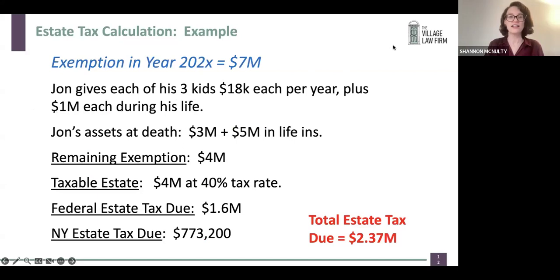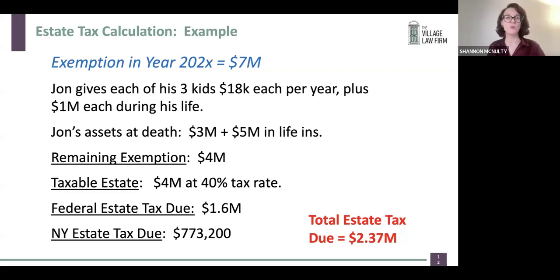Okay, here's another example, and it also kind of lays out a little bit how the gifting rules work. So in this example, John gives each of his 3 kids $18,000 per year, plus $1 million each during his life. That $18,000 per year has no effect on his estate tax exemption. So he can actually gift out a lot of money that way, and it's not going to have any effect on estate taxes. And John's assets at his death are $3 million and $5 million in life insurance.